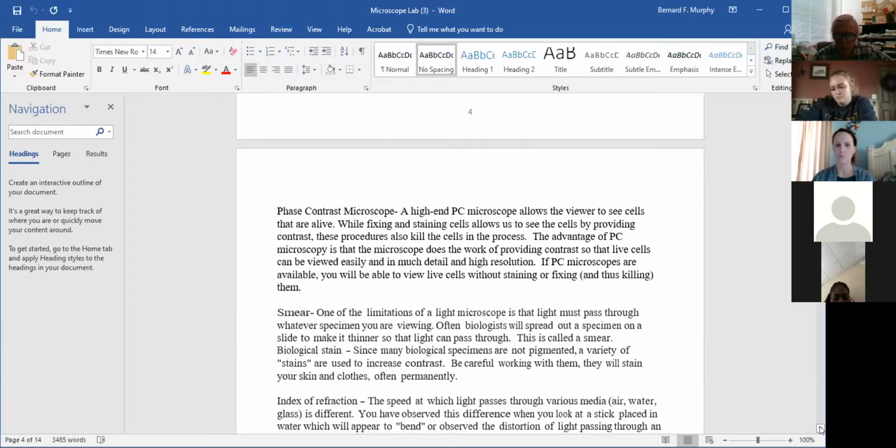Phase contrast, don't worry about phase contrast microscope. You don't have to worry about that.